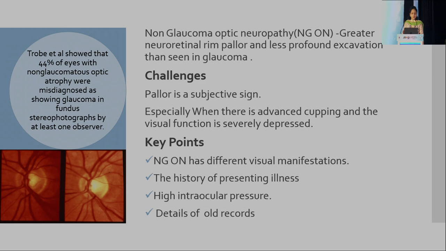So these are the conditions where we need to establish a well-differentiating feature, whether it's a glaucomatous cupping or a non-glaucomatous cupping. And when we go in favor of non-glaucomatous cupping, we have to look and focus on the signs of pallor. Different studies have established, like the one I have mentioned here, that 44% of eyes in the study by Trobe et al. actually had a non-glaucomatous neuropathy. Cupping would not be the correct word. It's a neuropathy in patients who were misdiagnosed to have glaucoma instead of a non-glaucomatous pathology.